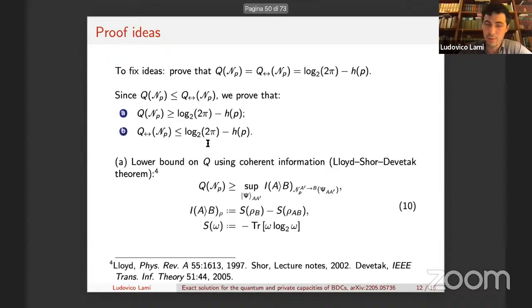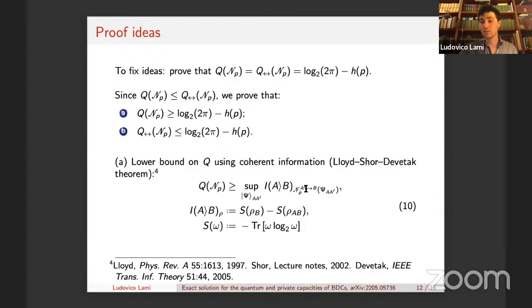Okay, so A, lower bound. The lower bound is very simple in principle. The idea is very simple because we just use the one-shot coherent information. So one copy coherent information, that's enough. That's the coherent information for those of you who are wondering. It's a quantity that is very fundamental in computing the quantum capacity. And its regularization coincides with the quantum capacity, as the Lloyd-Shor-Devetak theorem tells us.